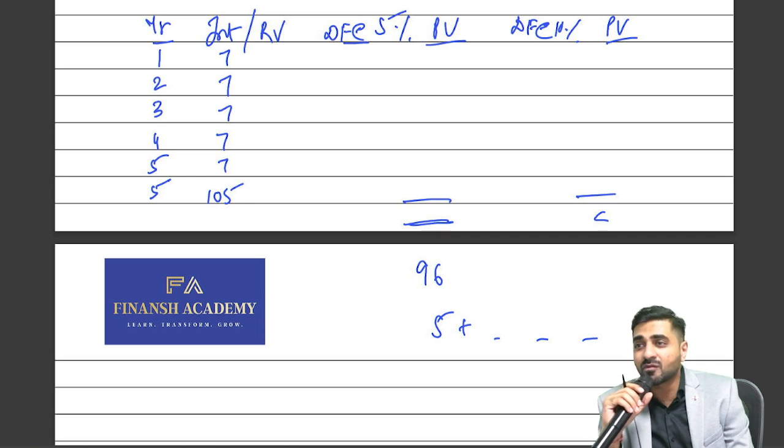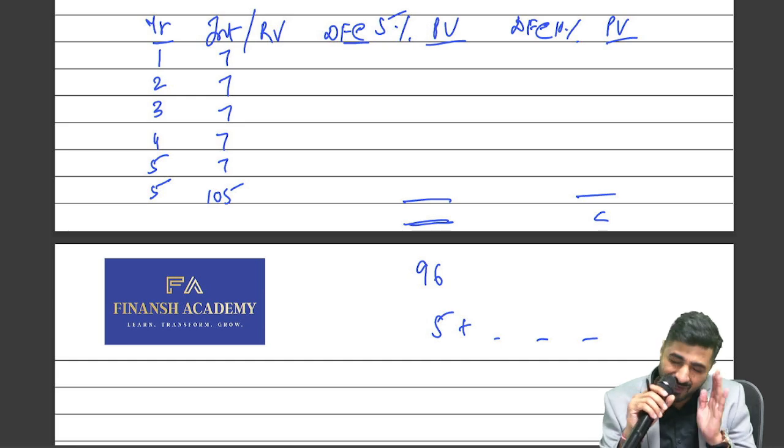So minimum how much do you have to get, beta? 50. Minimum 50. 49 is the maximum I can allow you.